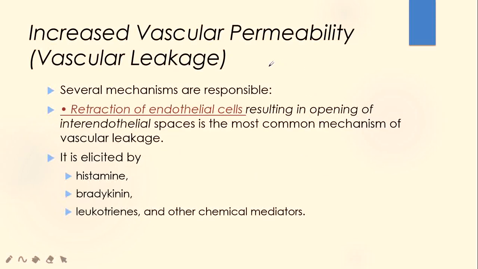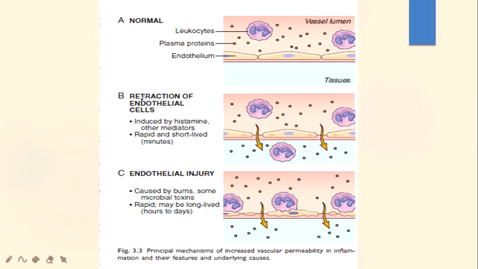What are the phenomena which cause vascular leakage? The first one is the retraction of endothelial cells. It is induced by histamine, bradykinin, and leukotrienes. It is also known as immediate transient response. It is rapid and short-lived. It occurs in the post-capillary venules.